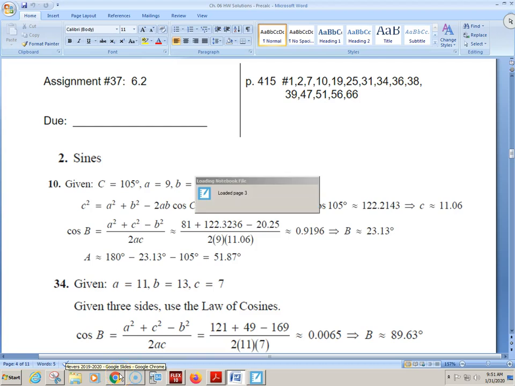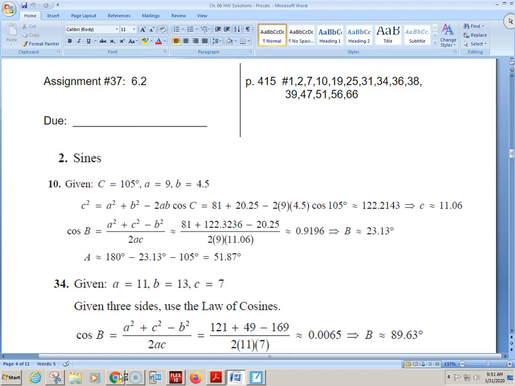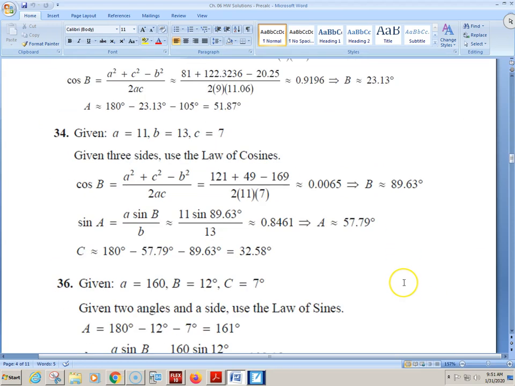Okay, here we go. Number 2, you guys can see signs. Number 10, you were trying to, I believe, solve the triangle, so you have to go and find all the pieces of information you needed: side C, angle B, angle A. Number 34, you were also solving.